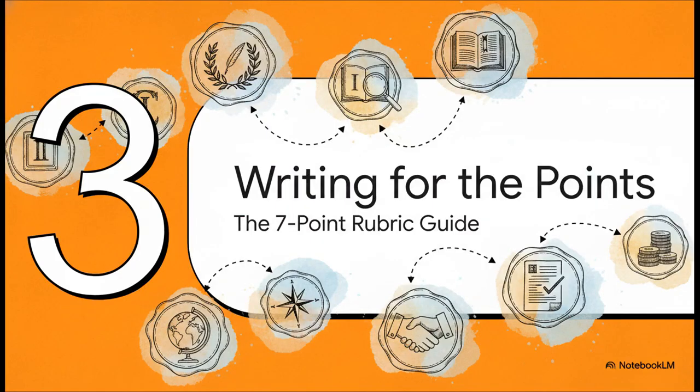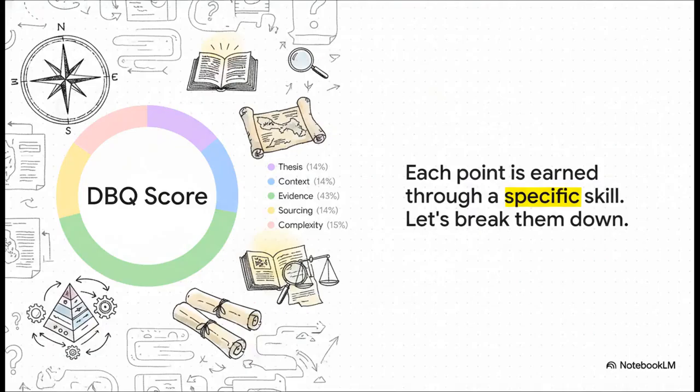Okay, your plan is locked and loaded. It's time to write. From here on out, every single sentence you write should have one goal, earning one of those 7 rubric points. So let's talk about what the graders are actually looking for, piece by piece. As you can see, the big kahuna here is evidence. That's worth a whopping 3 points. But you've also got these crucial single points for your thesis, context, sourcing, and that very tricky complexity point.